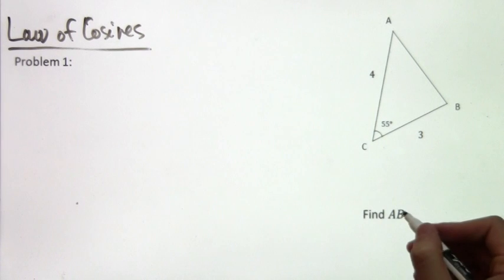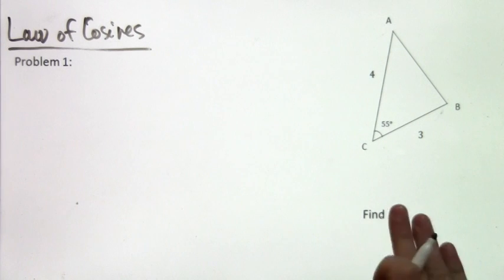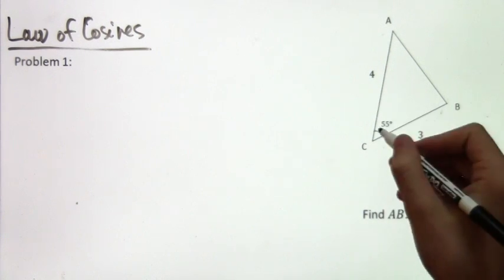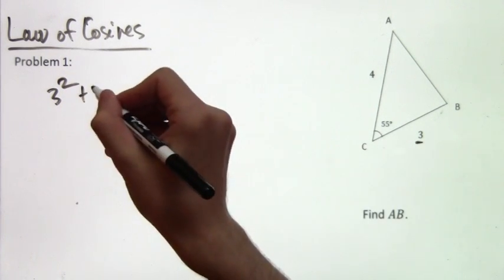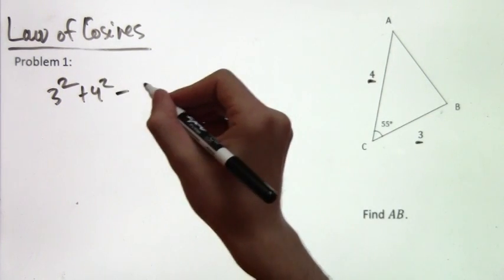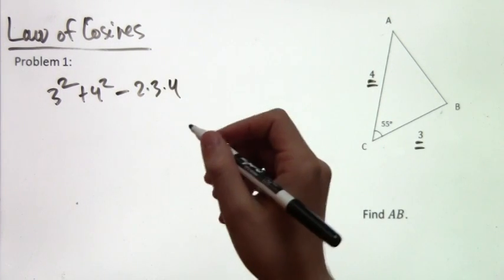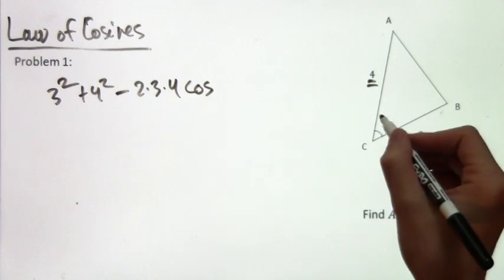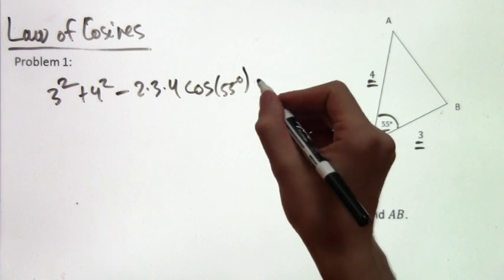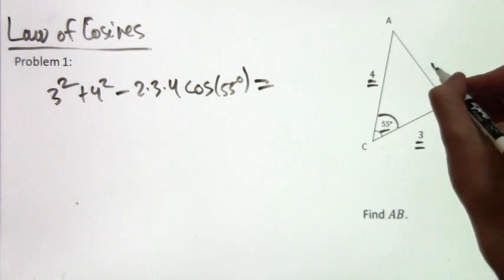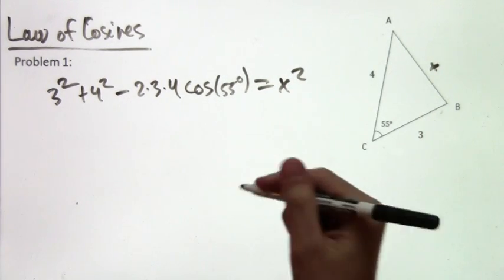So we have triangle ABC here, and we have 2 of the lengths labeled, and an angle labeled, and we want to find the third length. So here we can just apply the law of cosines directly. So we have 3 squared plus 4 squared, those are the two sides, minus 2 times 3 times 4, the two sides again, times cosine, and the angle between them is 55 degrees. So it's cosine of 55 degrees. And this is equal to what's labeled the third side x, and that'll be x squared.